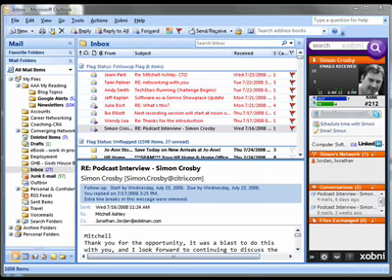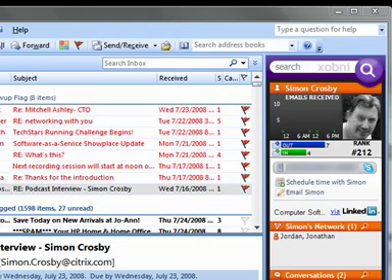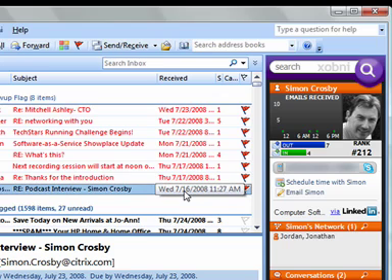What Xobni does is in the background, it indexes all the information in your PST and OST files, and presents that through this plugin in the right-hand part of the screen. I actually selected an email from Simon Crosby. He was recently on our podcast. Simon's the CTO of virtualization at Citrix. He and I were exchanging some emails about how to get him scheduled for the interview.